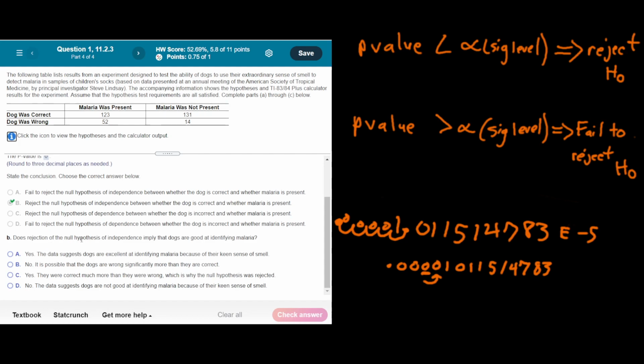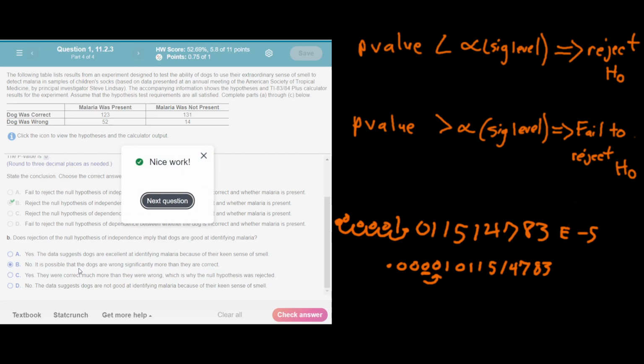So does rejection of the null hypothesis of independence imply that dogs are good at identifying malaria? The answer is just no. If you get this question, just choose no, because it's possible that the dogs are wrong significantly more than they are correct. But just choose that one. These other sidebar, insightful questions, I don't think they're really teaching much, but that's just my opinion. You just want to get an A, so choose that one if you see it again.